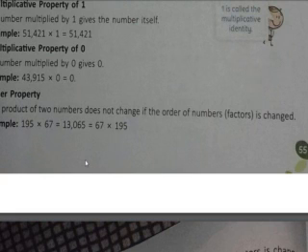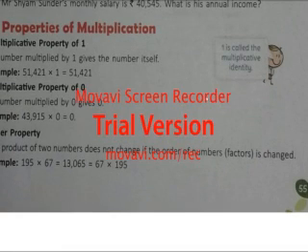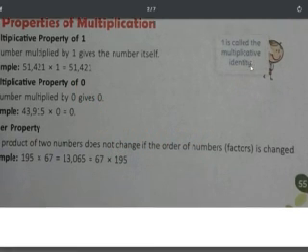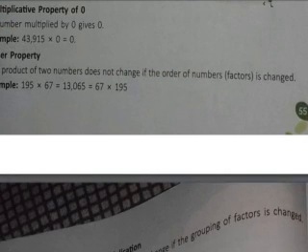Question number 3. Here it is also written that 1 is called the multiplicative identity. Already I had said, when a number is multiplied by 1 the result is the number itself, so it is the multiplicative identity. Now another is the order property.